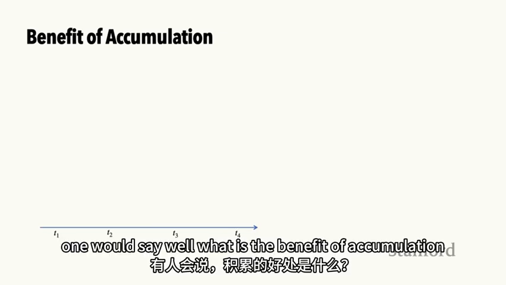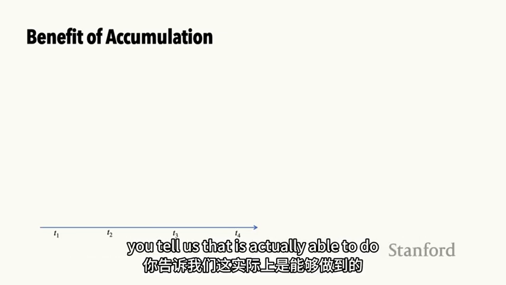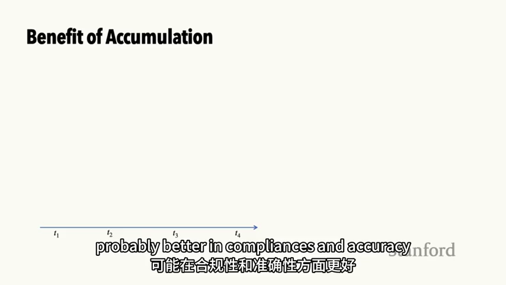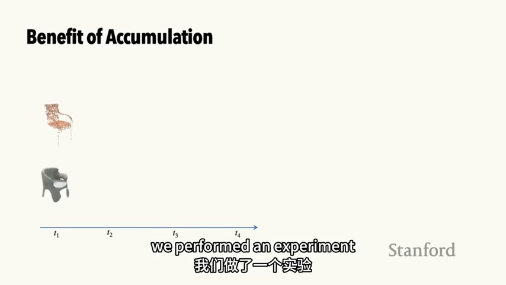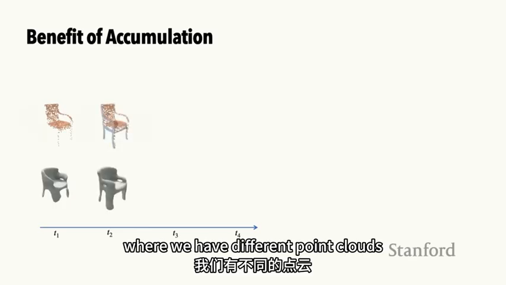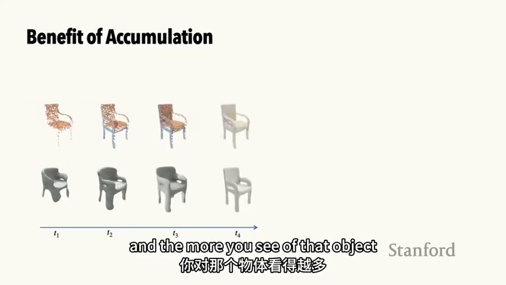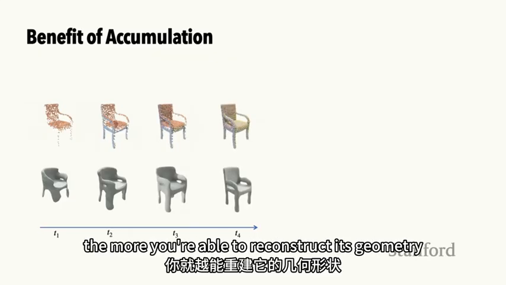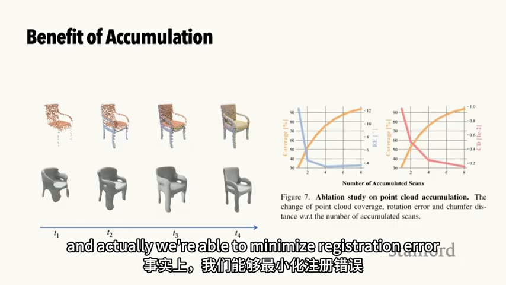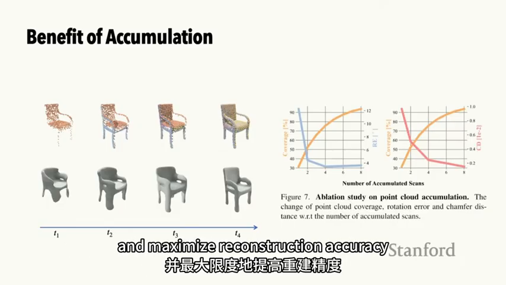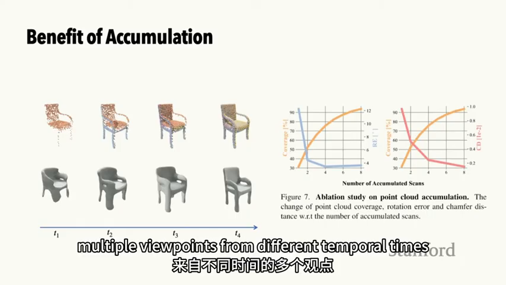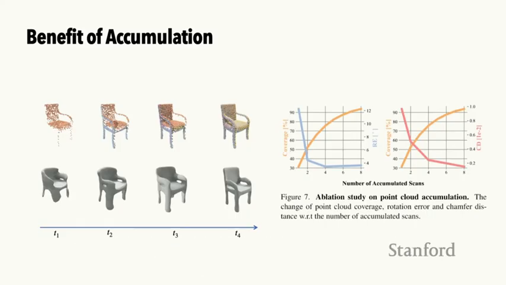One would say, well, what is the benefit of accumulation? You tell us that it's actually able to do better in completeness and accuracy, but is it true? And yes, it is. We performed an experiment where we have different point clouds from different viewpoints every time of the same object. And the more you see of that object, the more you're able to reconstruct its geometry and its completeness. And actually, we're able to minimize registration error and maximize reconstruction accuracy by having these multiple viewpoints from different temporal times.